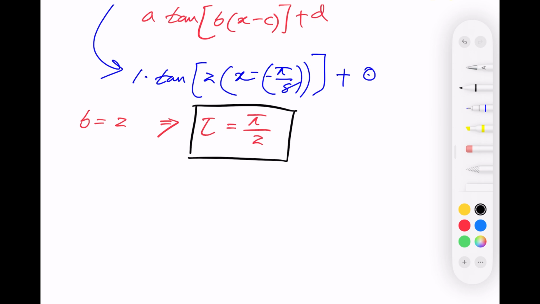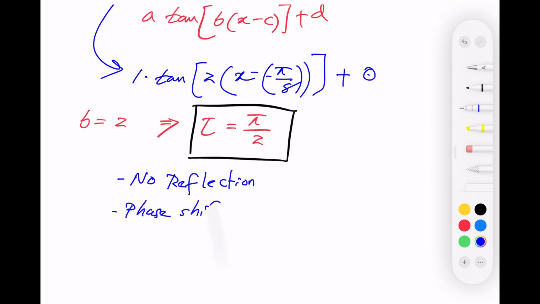Then, is there a reflection in this graph? No reflection, because there is no negative symbol prior to the tangent function. How about the phase shift? We have a phase shift. C is equal to negative pi over 8, which indicates that we have a phase shift of pi over 8 to the left.